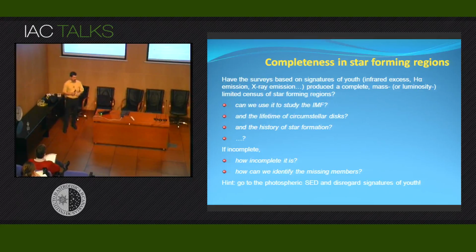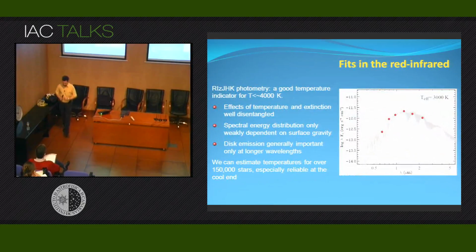Using the red to near-infrared bands that I was mentioning at the beginning allows us to do this job pretty well for the kind of objects that we are interested in, for low-mass objects in a star-forming region. That's due to the fact that from the Earth to K band, so in the area that is represented here by these red dots, the sampling of the spectral energy distribution is quite good.